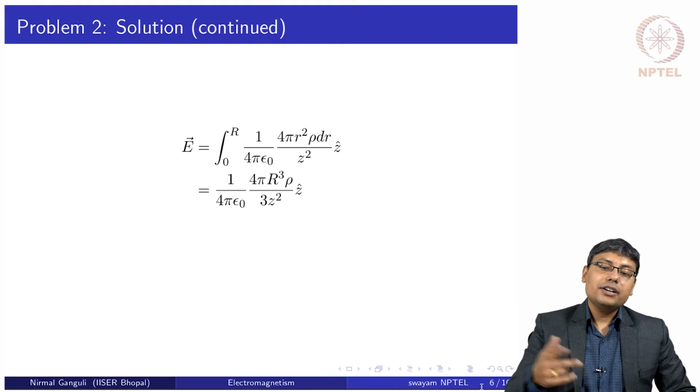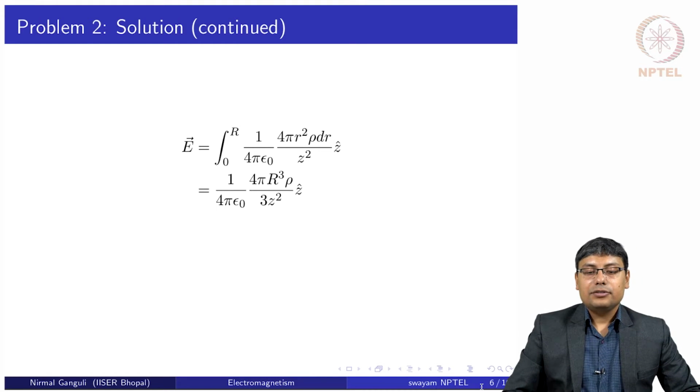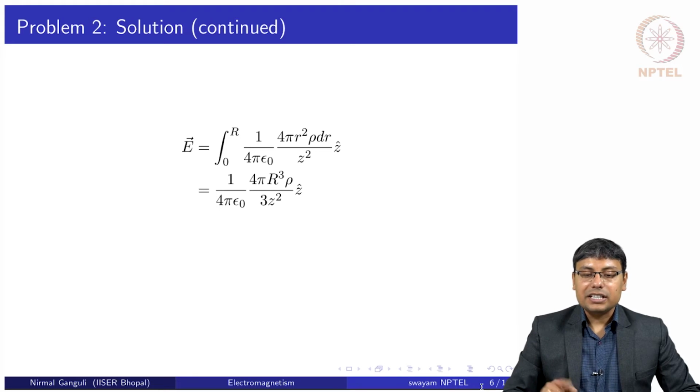We can now integrate over all such shells to find the total electric field. So, integration over 0 to R of 1 over 4 pi epsilon naught times 4 pi r squared rho dr over z squared along the z cap direction. This integral will give us the total electric field, which turns out to be, if you perform the integration carefully, 1 over 4 pi epsilon naught times 4 pi R cubed times rho over 3 z squared, and this is along the z direction.